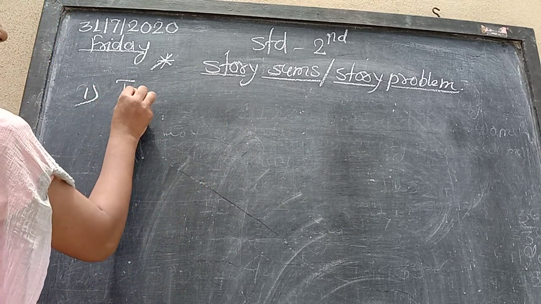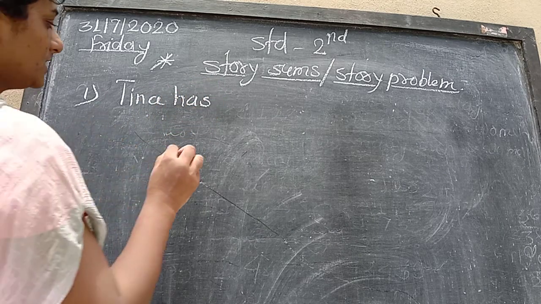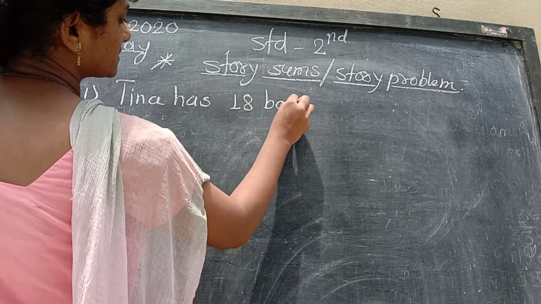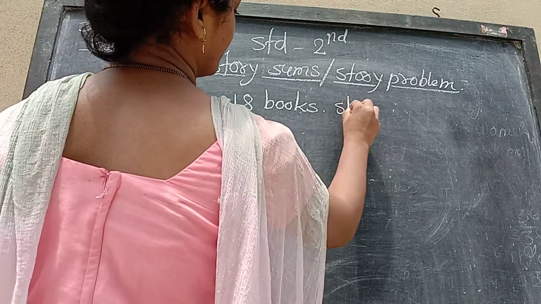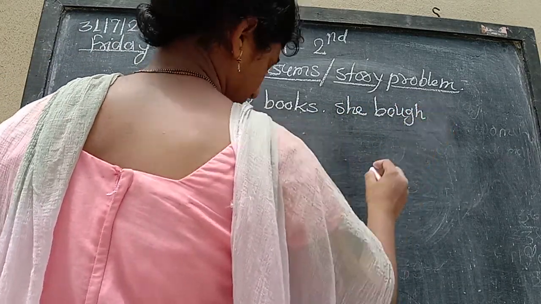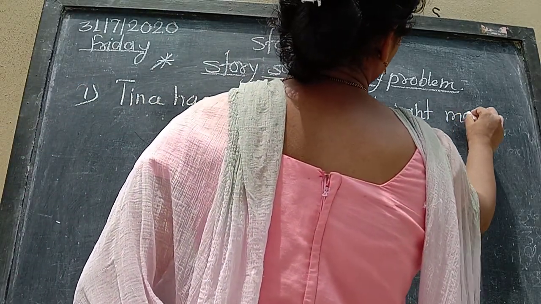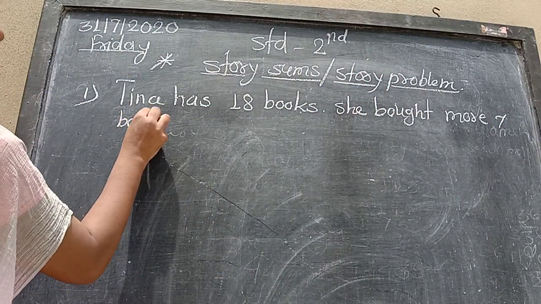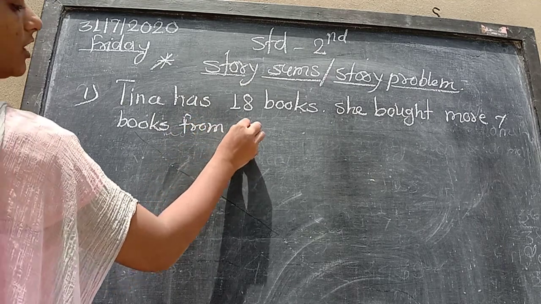Example: Tina has, attention students, Tina has 18 books. She bought 7 more books from the shop.